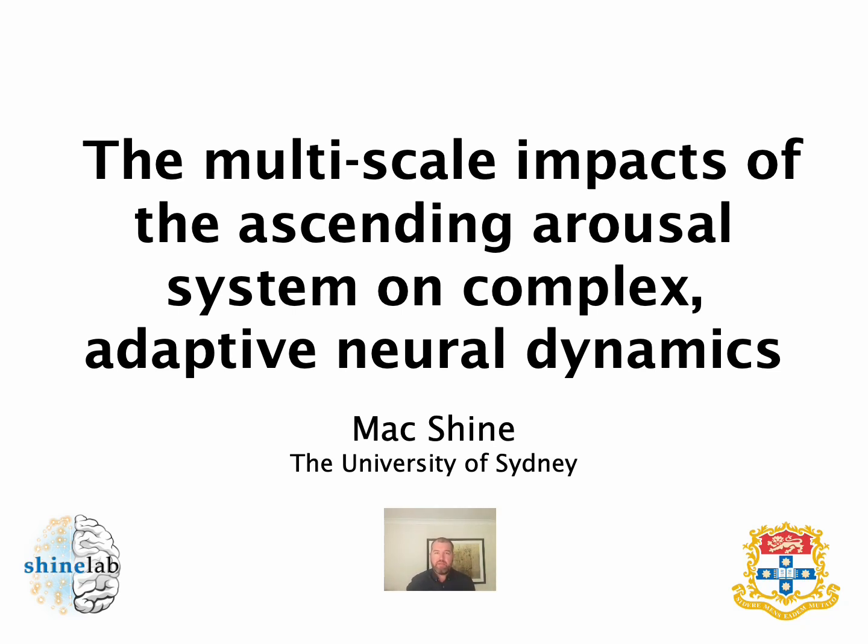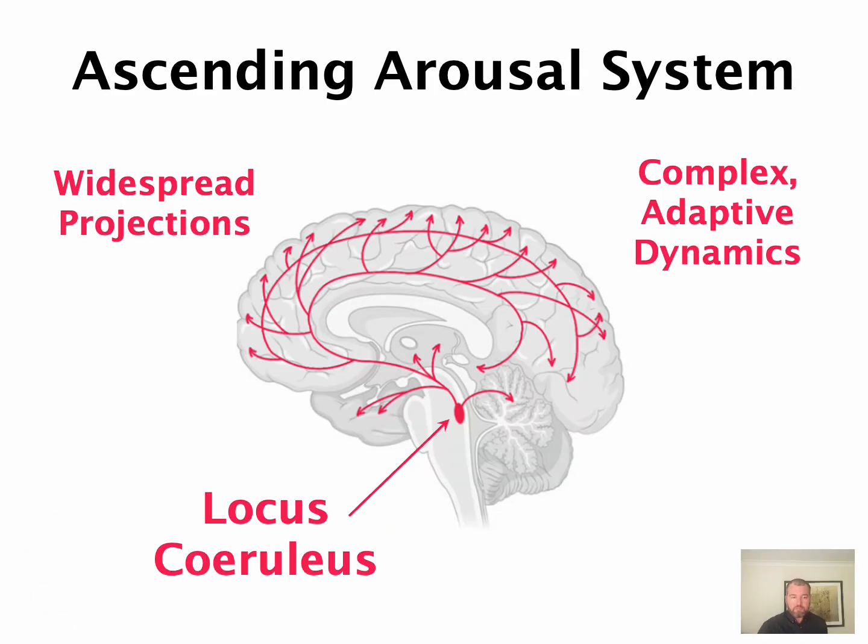I'm really sorry I can't be there in person, but today I'm going to walk you through some recent work that we've been doing in my lab at the University of Sydney. And in my lab, we're really interested in understanding how the different arms of the ascending arousal system that project out to the rest of the brain can shape and constrain the types of dynamics, the complex adaptive dynamics that arise in the rest of the brain.